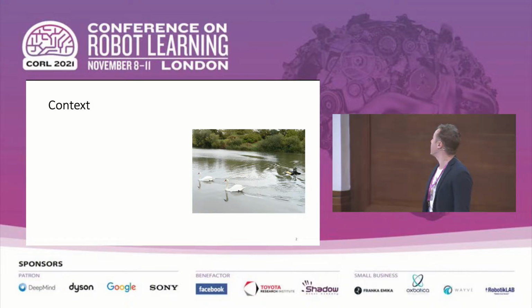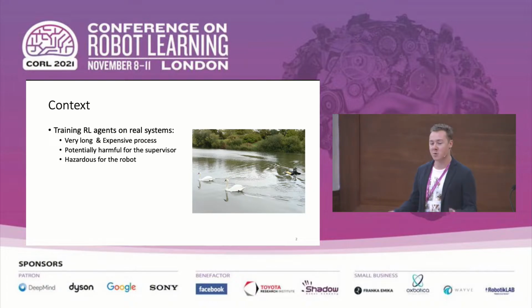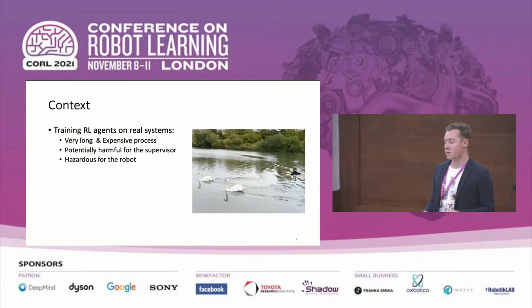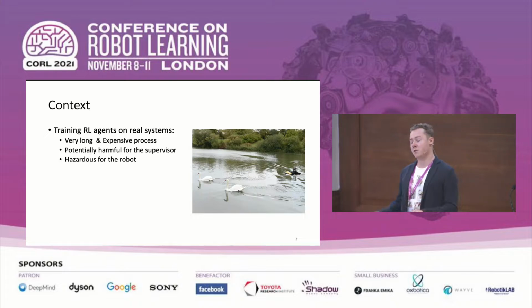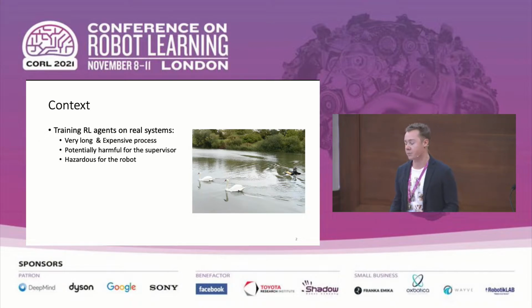On the left part of the screen, you can see our robot evolving in its environment. Usually when we want to deploy a reinforcement learning agent on these kinds of robots, we have some issues. The biggest one is that it takes forever to collect the data, not only because we are evolving in real time, but because we need to deploy the robot in the field. We need to prep it to go into the field, and that takes forever.